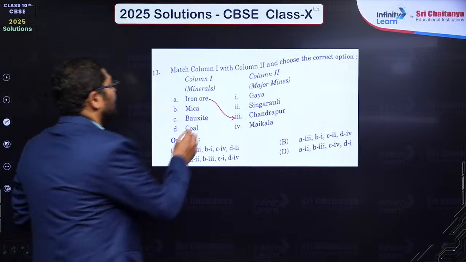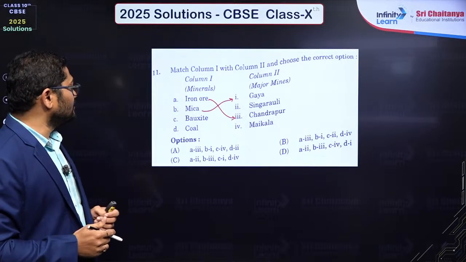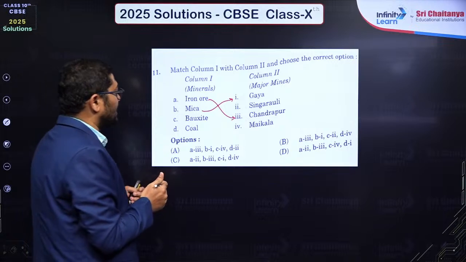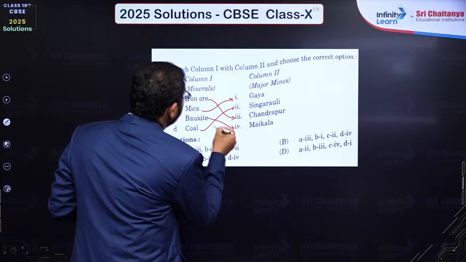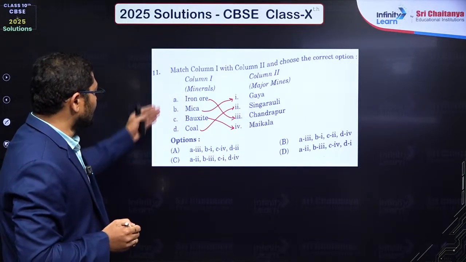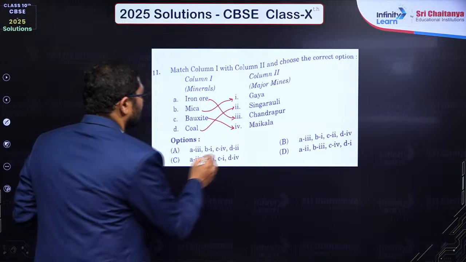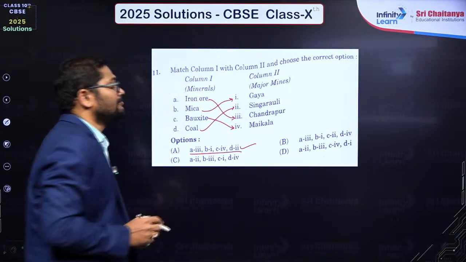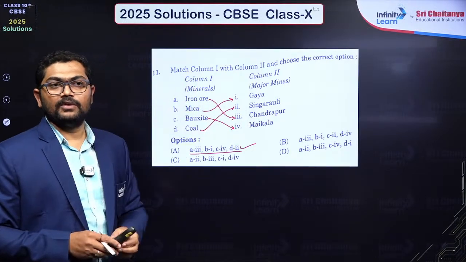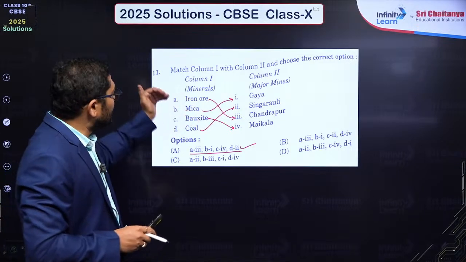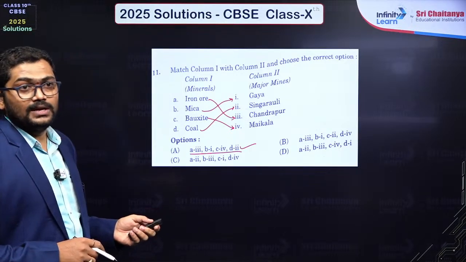Then we have mica. Mica is related to Gaya, where we have the Gaya Hazaribagh belt of mica. Then we have bauxite and coal. Out of these, you can easily find that coal is Singrauli, and the bauxite mining region is Maikala. So for question number 11, it is A3, B1, C4 and D2. Option A stands true for this matching question. Identifying the Chandrapur mine for iron ore is a bit tricky. If you are able to match iron ore with Chandrapur, you can easily find the remaining ones. Okay. Next, question number 12.